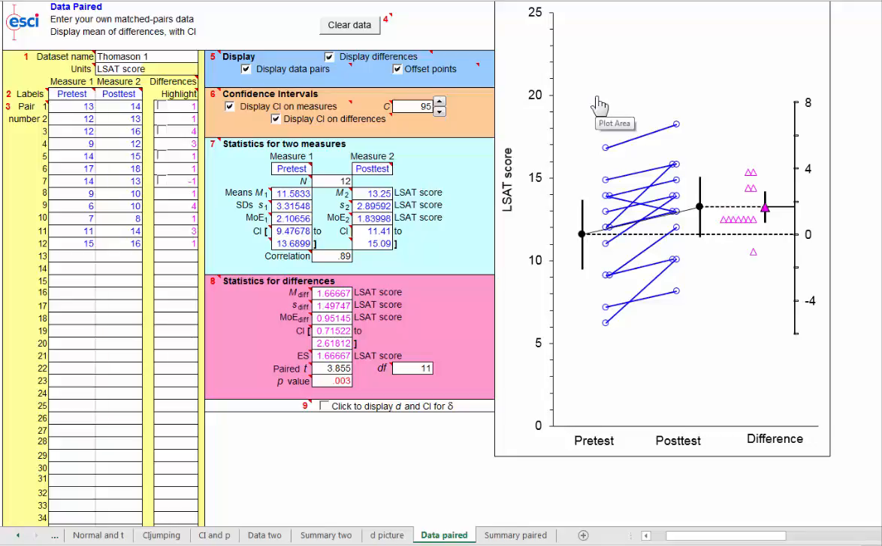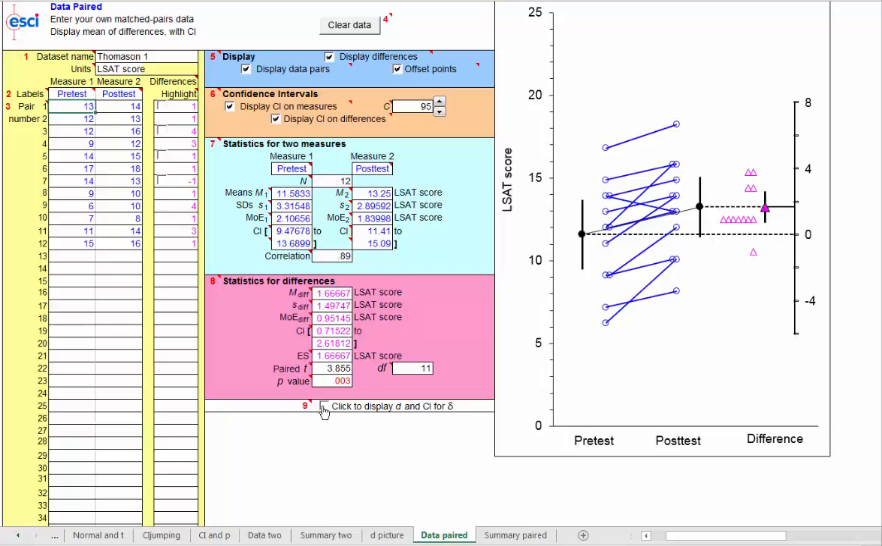Welcome back. More on the paired design. I'm looking at Thomason 1 again, the same 12 students with their pre-tests and post-tests, and the nice short confidence interval on the effect size. That's the average gain score from pre-test to post-test.